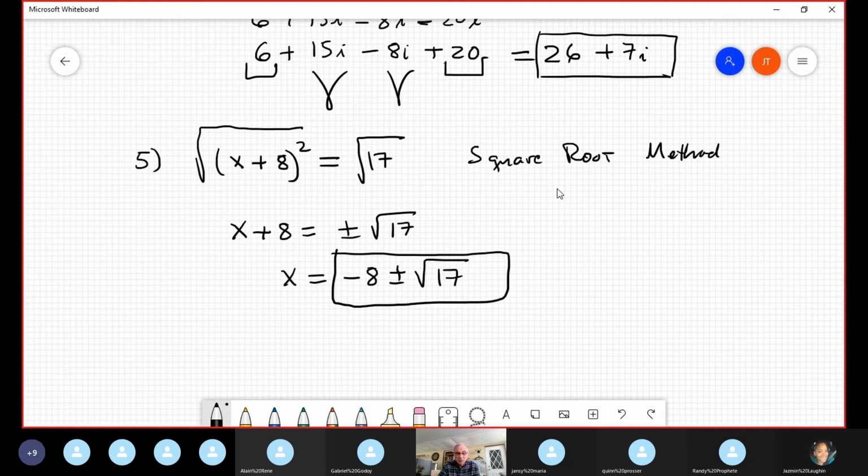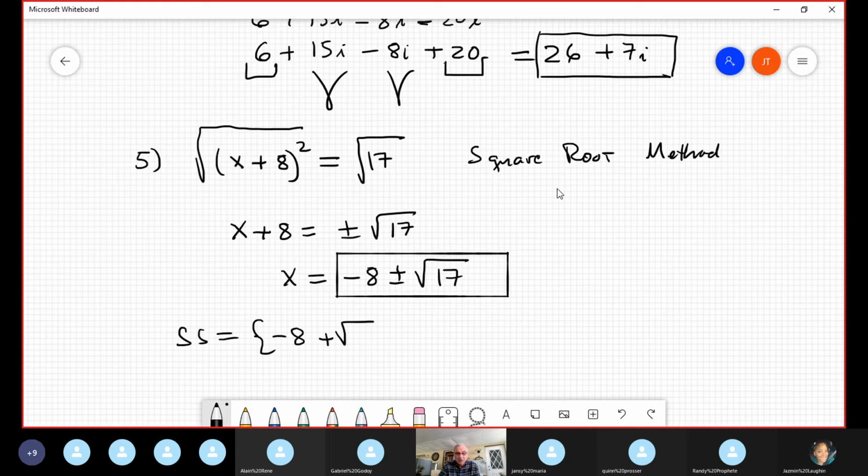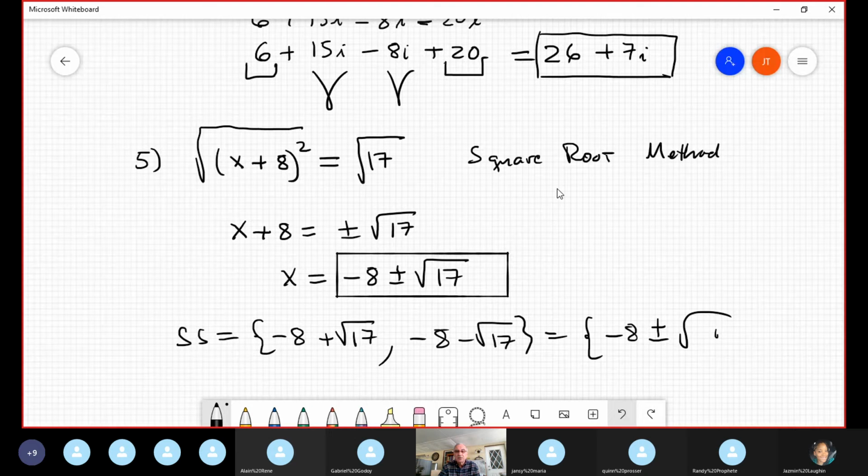Actually, we have two solutions. You can write it like that if you want: the solution set is negative 8 plus radical 17, comma, negative 8 minus radical 17. However, I prefer negative 8 plus or minus radical 17, because you condense both answers in only one symbolic way. It's equivalent. Does everyone understand this very well?